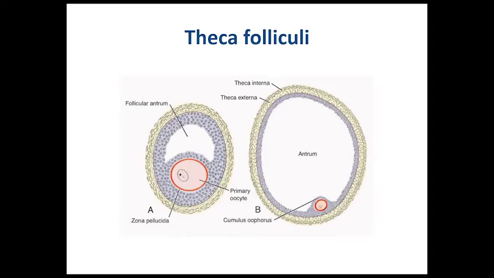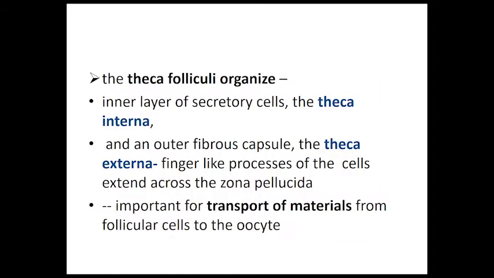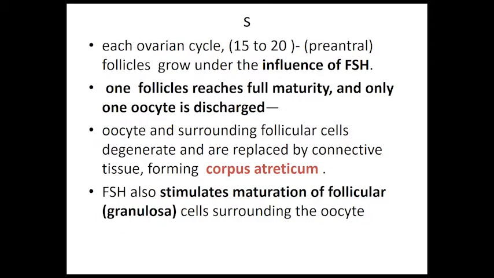So you have the development of the follicular cells, you have the development of the zona pellucida, and then you have the development of the theca folliculi. The theca folliculi are organized into theca interna and theca externa. They enter across the zona pellucida for transport of material. Each ovarian cycle, the preantral follicle grows under the influence of follicle stimulating hormone. Follicle stimulating hormone is going to come from the anterior part of the pituitary gland. Many start to grow, but only one reaches maturity.